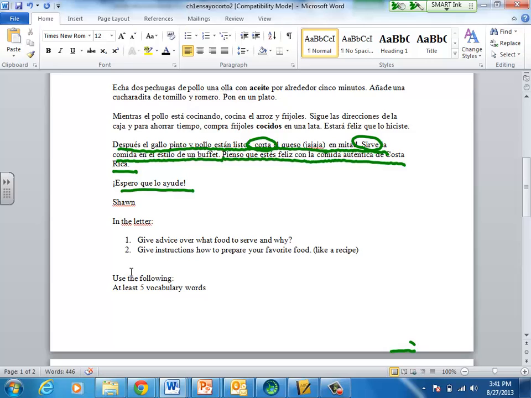So remember, when you write your letter, you're going to give advice over what food to serve and why. So we could talk about a cumpleaños, we could talk about a celebración en la casa, we could talk about a bautizo. You're going to give instructions on how to prepare your favorite food, like a recipe, okay?